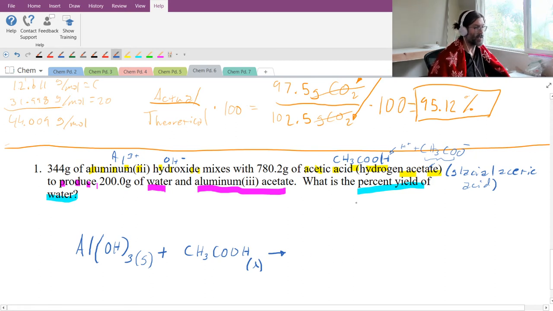All right. And that produces water. Hey, we know water. H2O. That's also a liquid. And aluminum 3 acetate. So Al. And since that's CH3COO minus, we'll write it like CH3CO2. And we need 3 of those to balance out the aluminum. And that one, because we've made a bunch of water, that one will be aqueous.